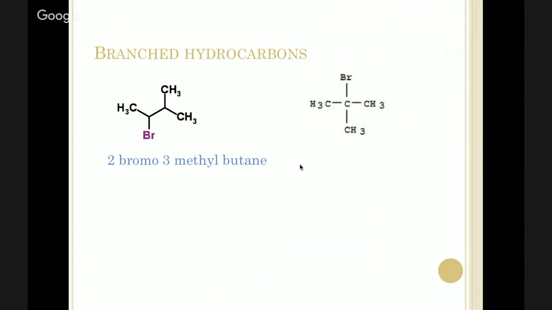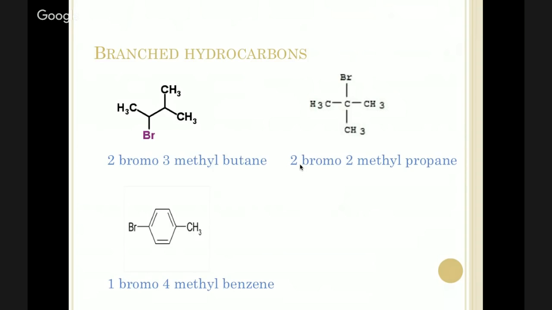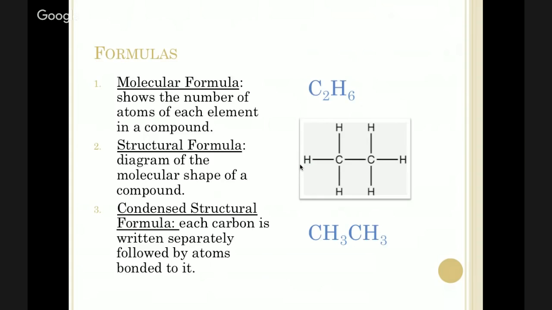Here's another better example. 3 carbons in a row would be prop. Single bonds are ane. There's a bromine on the 2nd carbon and a methyl on the 2nd carbon. So 2-bromo-2-methylpropane. Here's something I don't expect to see, but you can follow along with me to understand what's going on. This is a benzene ring, so I wanted to make sure we remembered that. And on the benzene ring, there's a bromine and a methyl group, and they're really far away, so bromine might be on the 1st, and methyl would be 2, 3, 4 spots away. 1-bromo-4-methylbenzene.